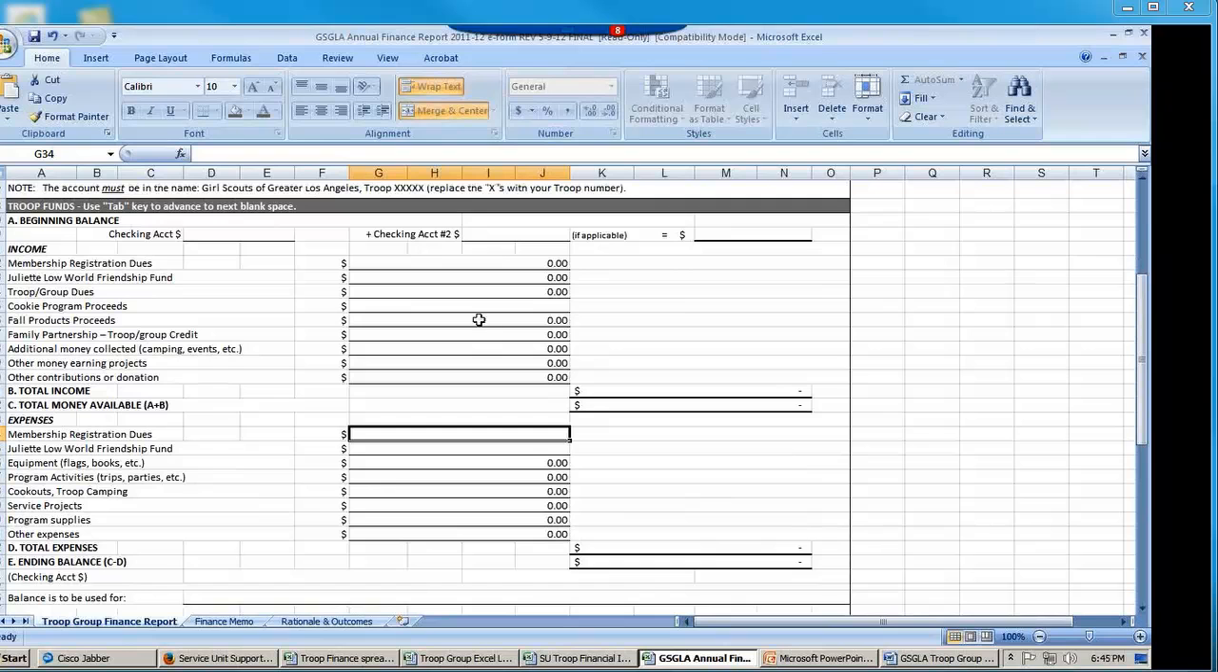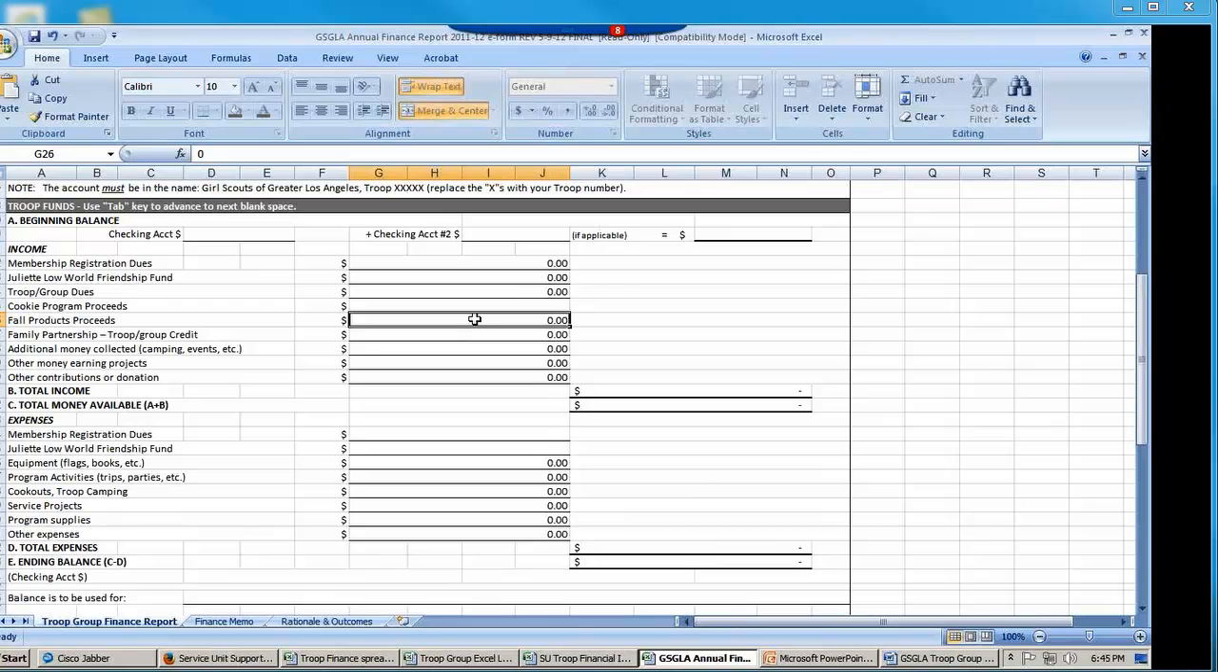Something I really need to point out, though, is if you look in the income section, the cookies and the fall product proceeds are only in income. So what they're looking for is your bottom line. What did you actually make? So you're going to take all your deposits, you're going to subtract what the council has taken as payment, and that should be your proceeds. Now again, it should match your report or be very close, but that's the only place you're going to have to put your proceeds. So that's important to know.